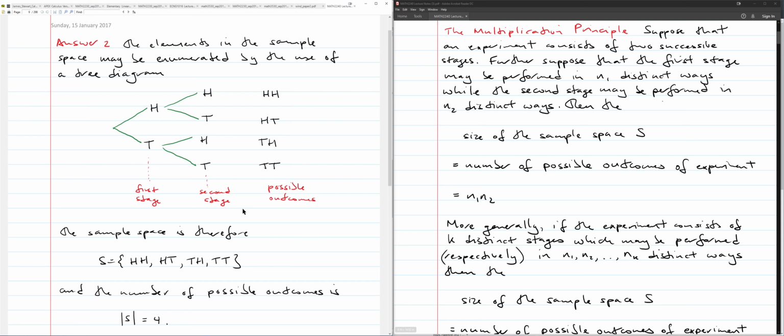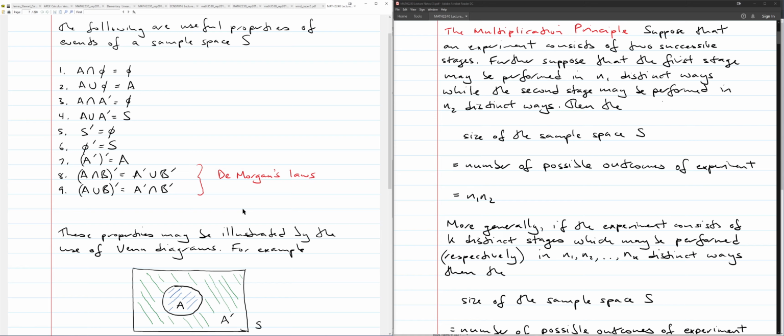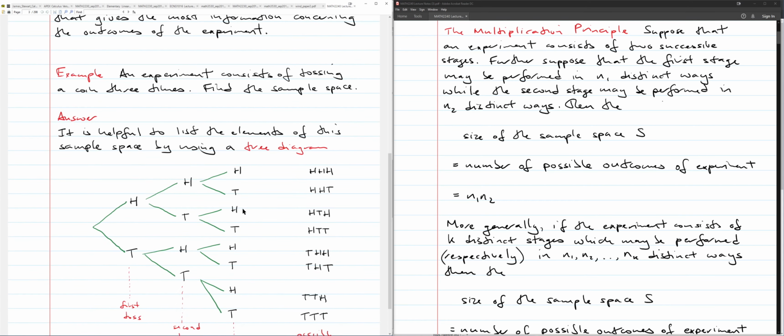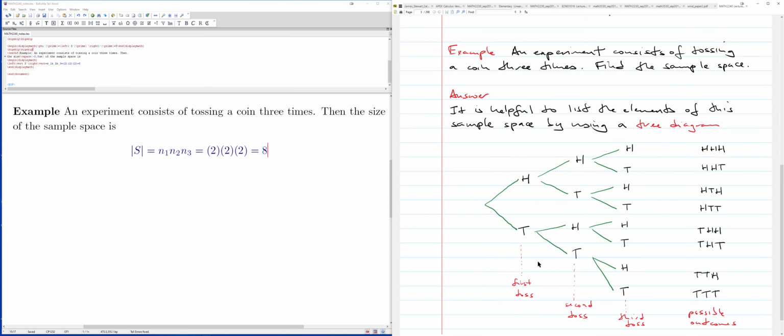Now, if you have a three-stage experiment, such as this one over here, where you have more than 2 stages, your experiment consists of tossing a coin 3 times. In this problem, what I want to get is the size of the sample space. They didn't ask me to list all the elements in the sample space, they're just asking for the size of the sample space.